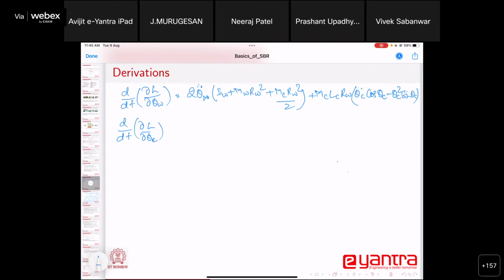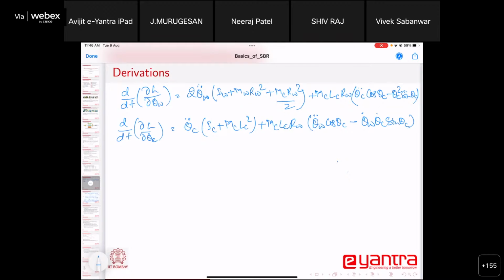Similarly, for del L by del theta C dot you will get theta C double dot IC plus MC LC square plus MC LC RW into theta W double dot cos theta C minus theta W dot theta C dot sine theta C. This is the equation you got by d by dt of del L by del theta W dot, and d by dt of del L by del theta C dot.